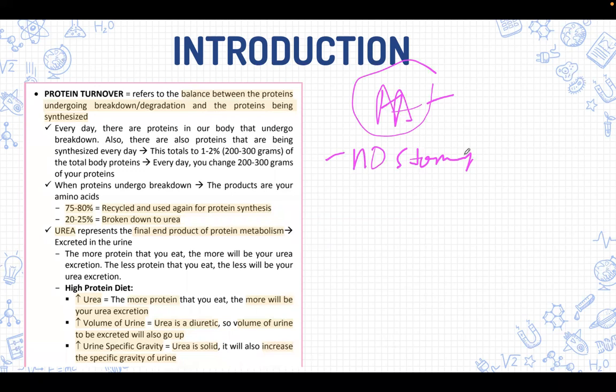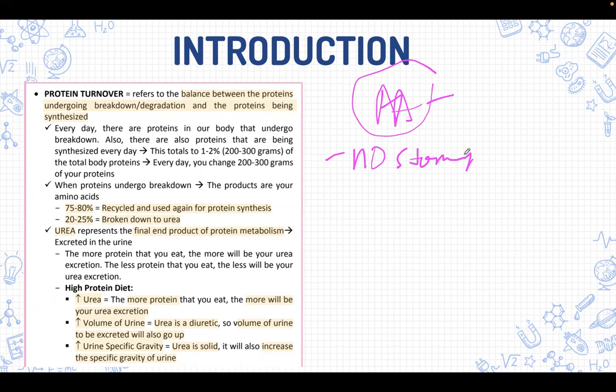Also, saan ba natin ginagamit yung mga amino acids natin? Bakit ba sila pinag-aaralan at bakit sila importante? Most important functions of your amino acids is that they are used to synthesize the proteins that we need in the body. Without these amino acids, wala po tayong proteins. So, the deemed importance of your amino acid is it is used for the synthesis of your proteins that we need in the body.